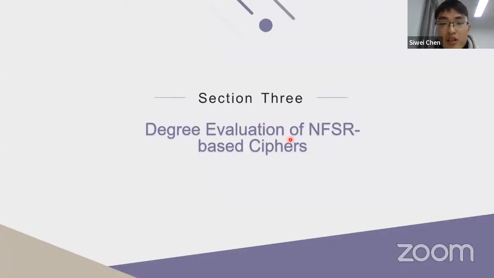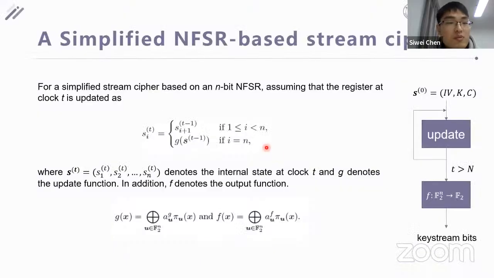Let us consider the NFSR-based ciphers. Assume that there is a simplified stream cipher based on an n-bit NFSR. This is the update process of the internal state, and the function G is the update function, and F is the output function. This is the simplified process of encryption.